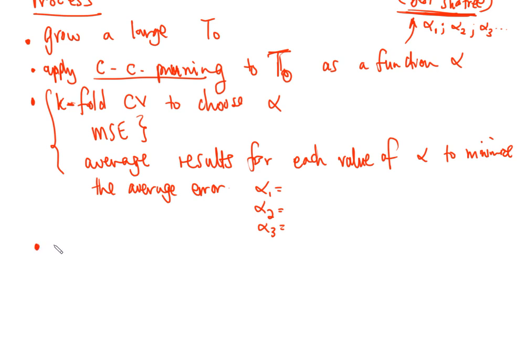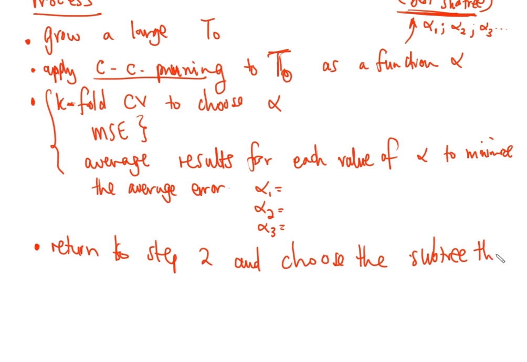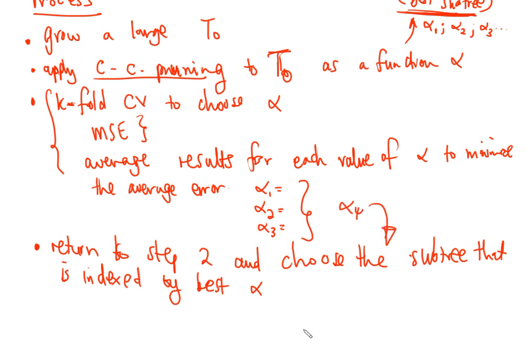And then we return to step 2 and choose the subtree that is indexed by the best alpha. The best alpha we have chosen using this CV. We'll say, oh yeah, the best alpha is alpha 4, and then we come to step number 4, and then we choose that tree that is alpha number 4. So that's basically the high level of the process that we are going to do here.